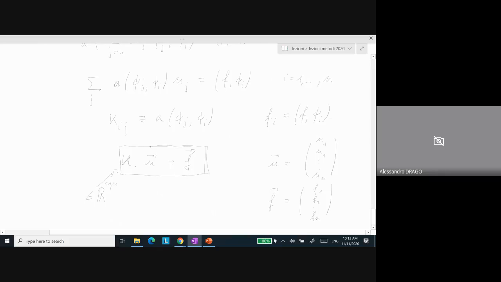Because in general, the matrix K is a matrix where all the elements are different from 0. It's not diagonal, and not even close to being diagonal in general. So it means that if I want to solve this problem, I have in general to compute the inverse of this matrix K, and this can be very time-consuming.